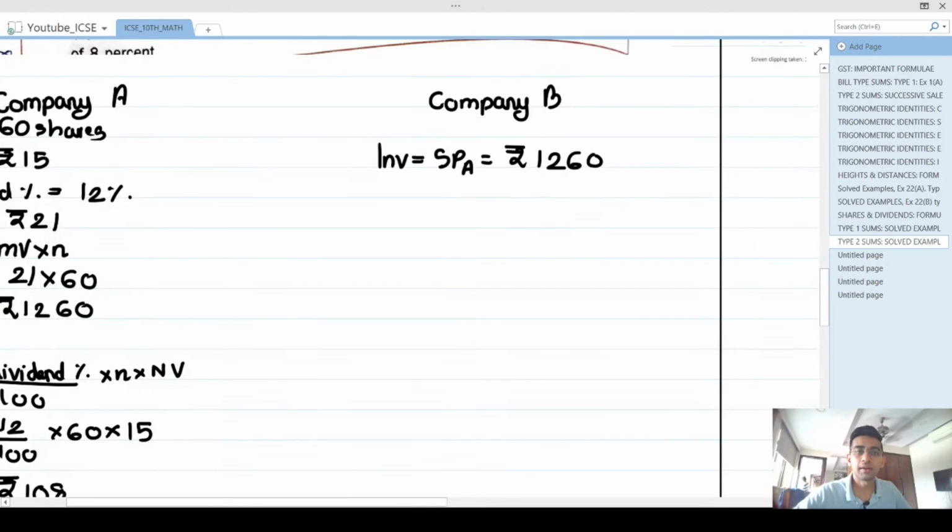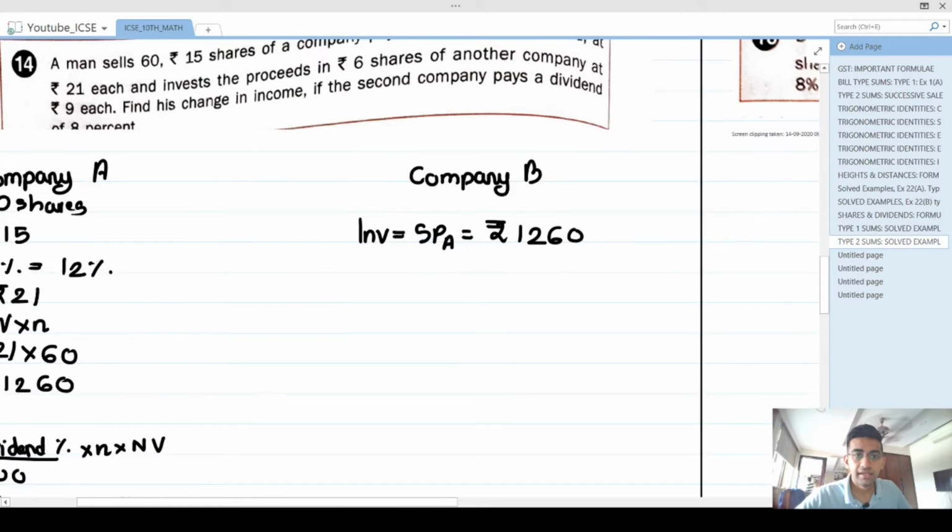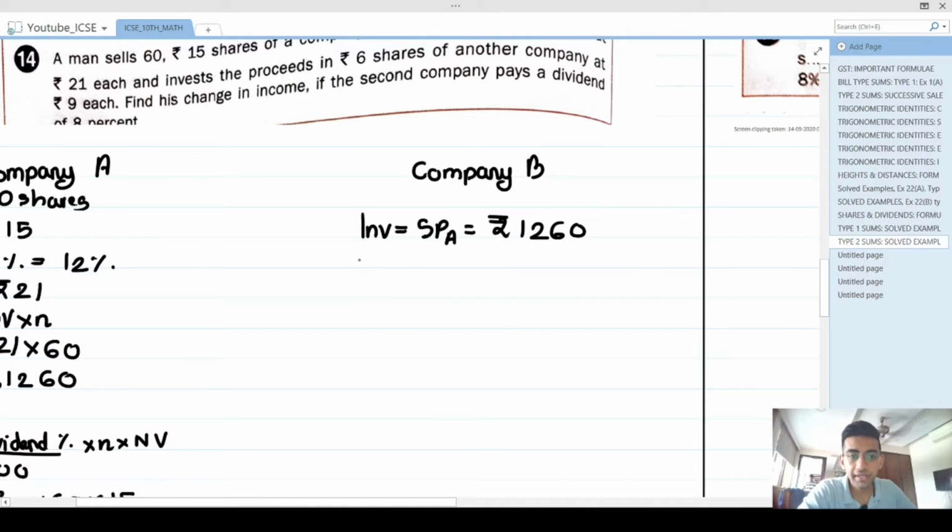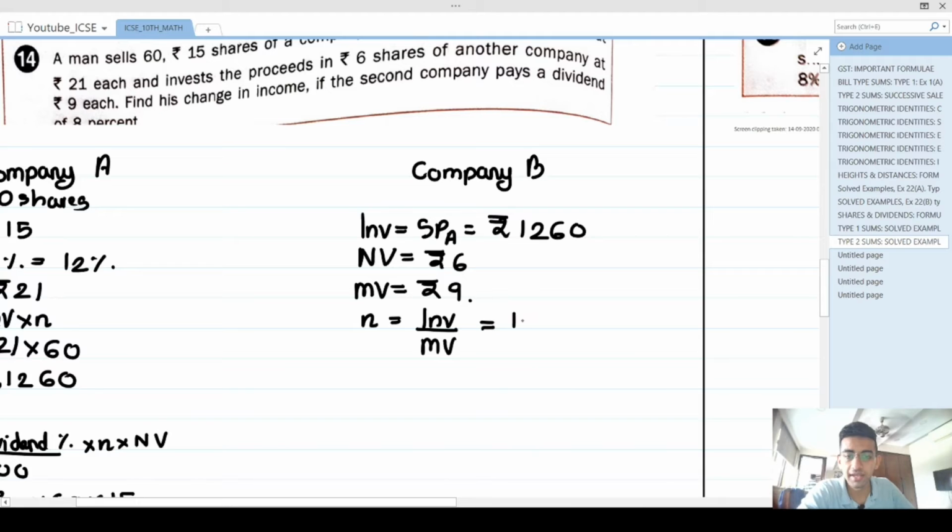Now let's go on to company B. The NV or face value was rupees 6 and MV was rupees 9. So how will you find the number of shares? Number of shares is nothing but his investment upon MV or market value. So 1260 divided by 9. What is 1260 divided by 9? It is 140 shares.